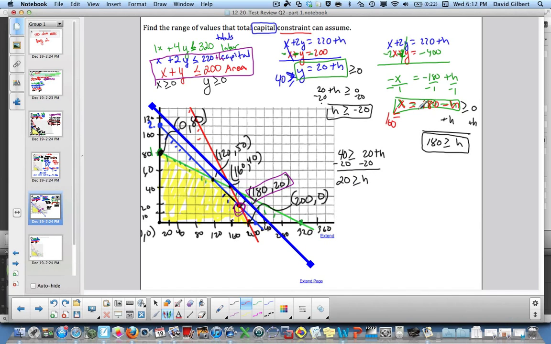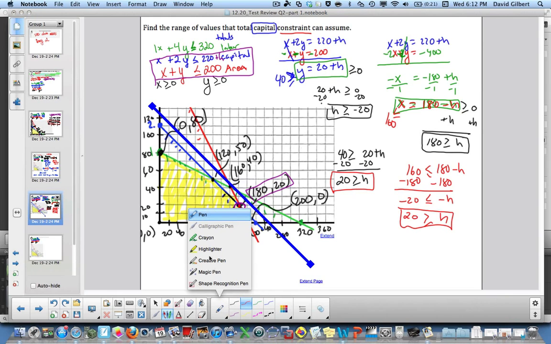If I use that limitation on the x, the fact that x has to be more than 160, not just more than 0, but it actually has to be more than 160 to be past this point, then we get 180 minus h is greater than or equal to 160. So then we minus 180, and I get negative 20 is less than or equal to negative h, divide by a negative 1, and we get 20 is greater than or equal to h. It gave us the same result. So all these limitations are true. This has to be true, this has to be true, and this has to be true.